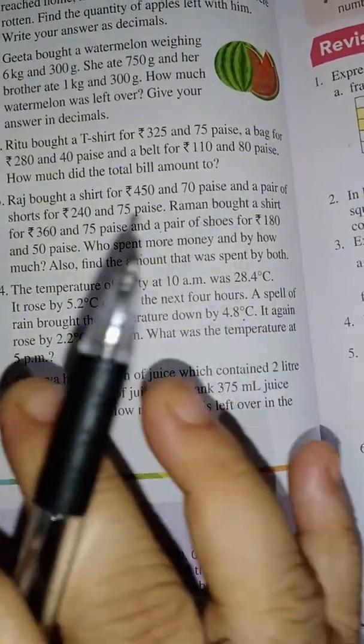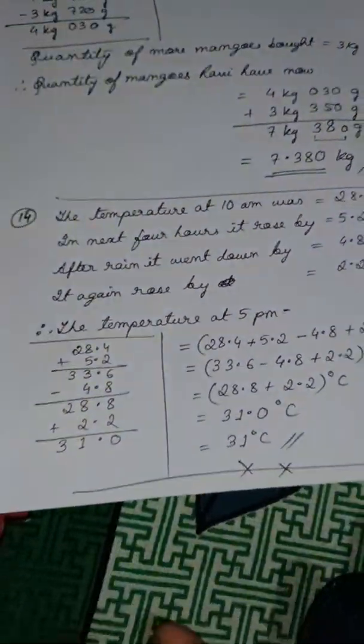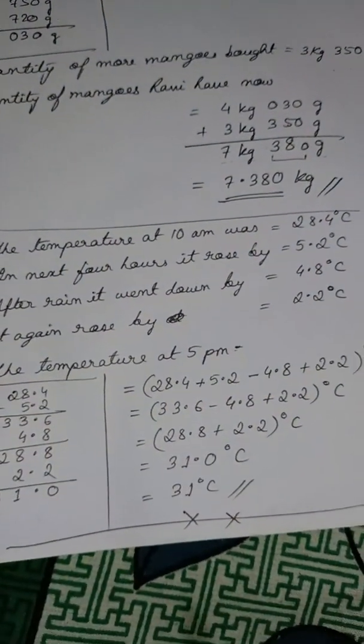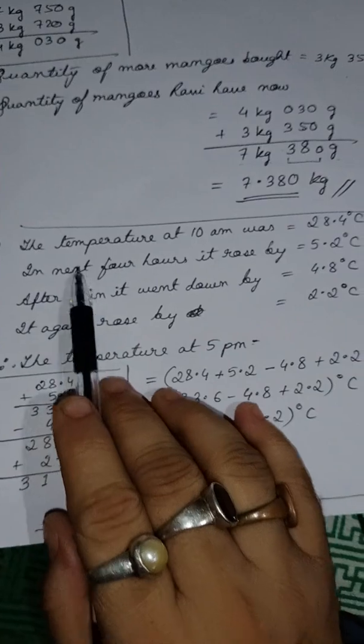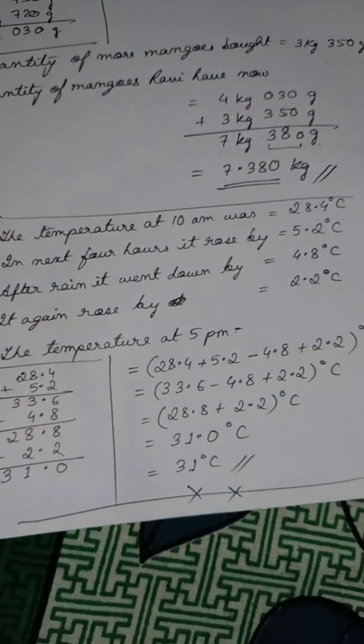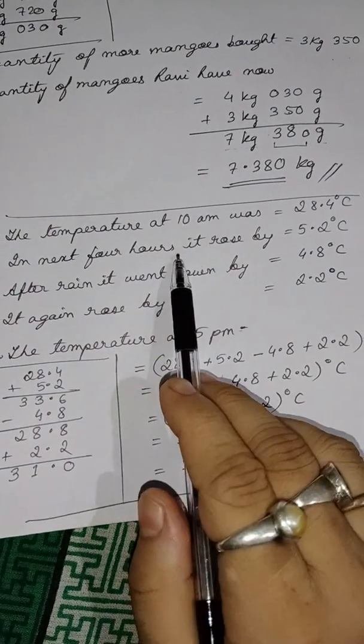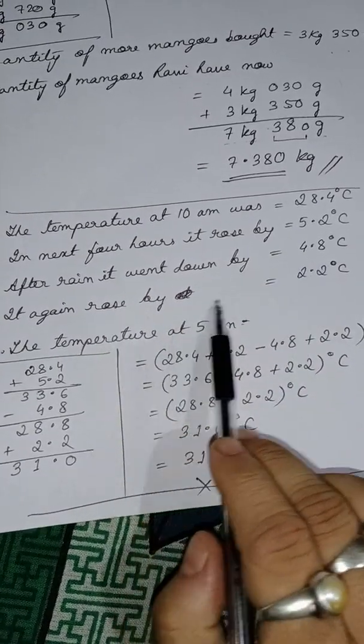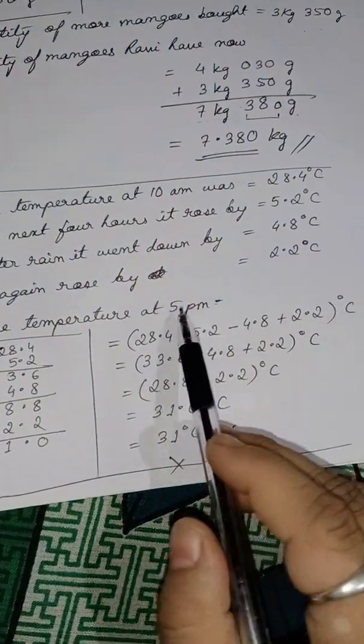So what I have done is that I have done all of them together instead of doing separately. Otherwise it becomes quite long. If you write the temperature after increasing is this, temperature after rainfall is this, it becomes quite long. So I have first written like this: what was the temperature at 10 am? It was 28.4. In the next 4 hours it went up by this. After rain it went down by this, and again it rose by this. So what was the temperature at 5 pm?